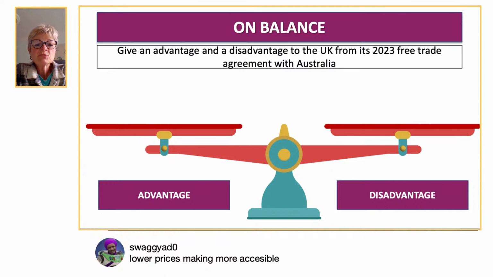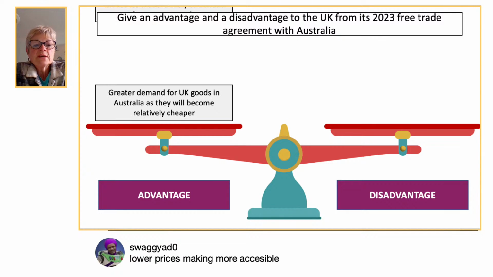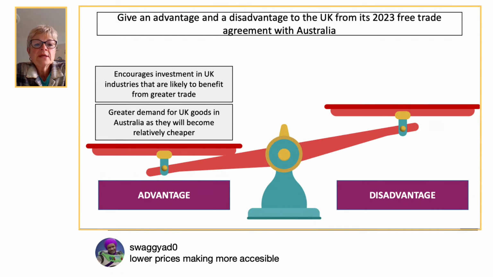Can I have a look at the advantages we've got, please, John? So what have we decided? We think that there'll be greater demand for UK goods in Australia as they will become relatively cheaper. That magic word, they will become relatively cheaper. We haven't dropped the price of our exports. It's just that Australian importers don't have to spend so much because they're no longer paying their own import tariff on them. Encourages investment in the UK in industries that are likely to benefit from greater trade.